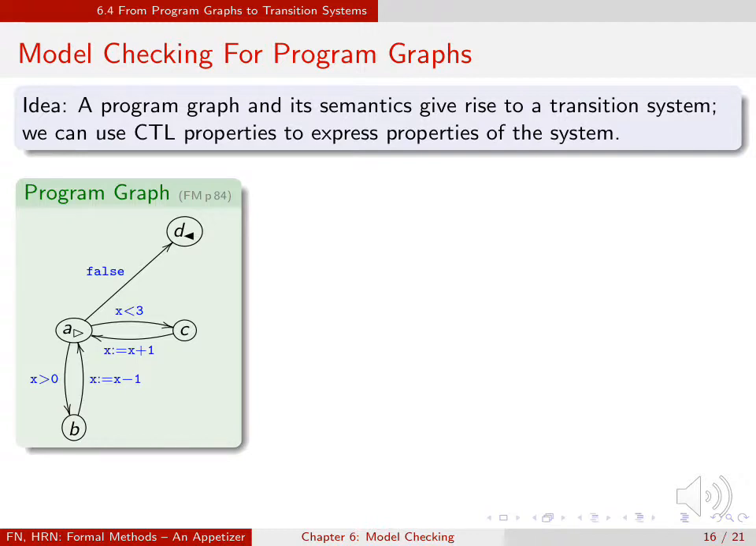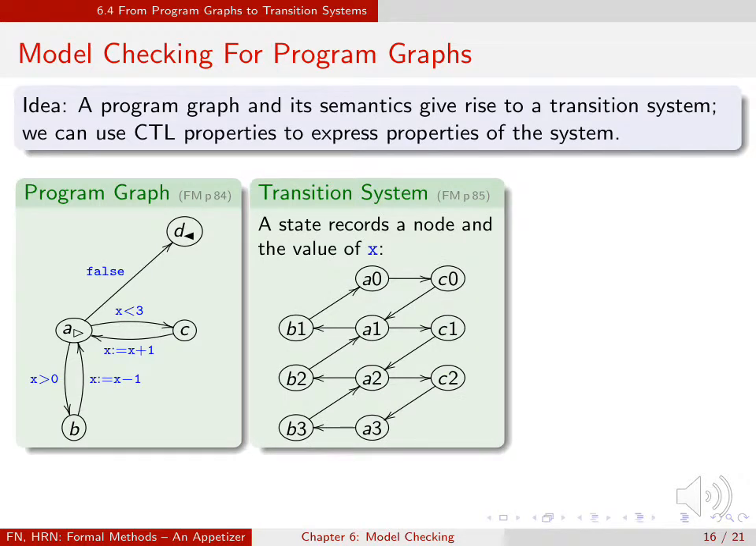We can move from A to B in case x is greater than 0 and move back by subtracting 1 from x. We can move from A to C in case x is less than 3 and move back by adding 1 to x. And while the program graph appears to have an edge from A to D, the label on it is false, indicating that in the semantics we'll never take this edge.